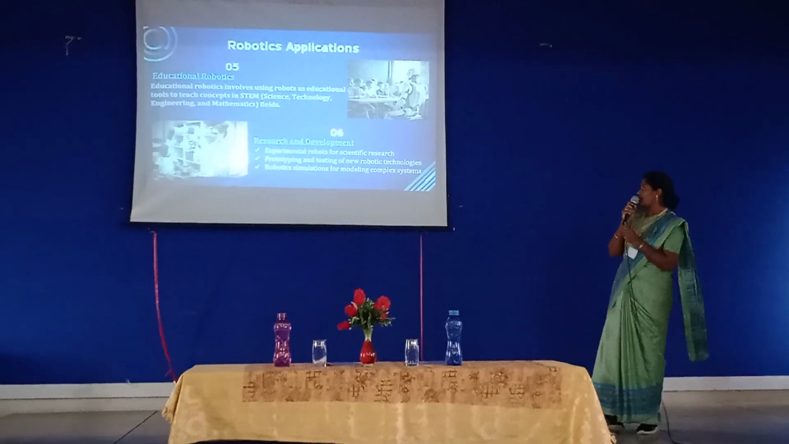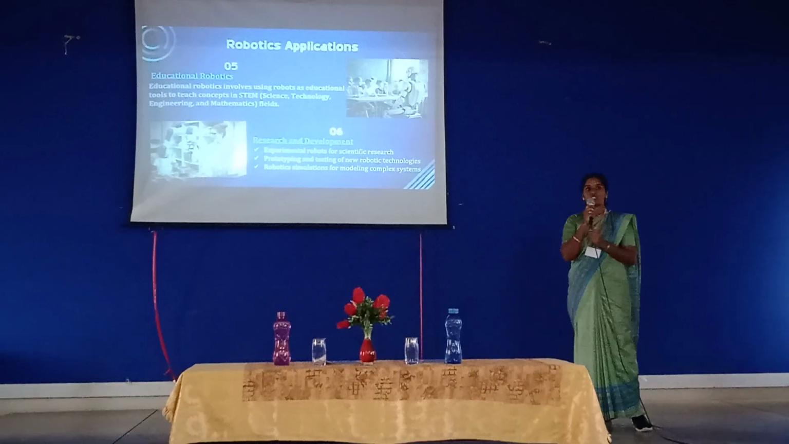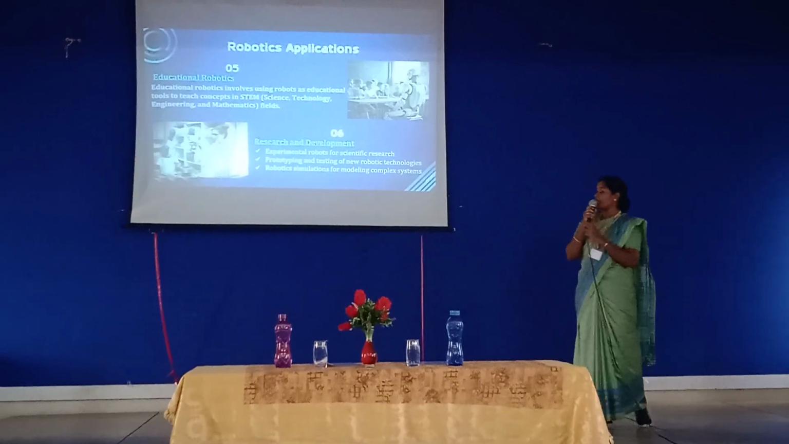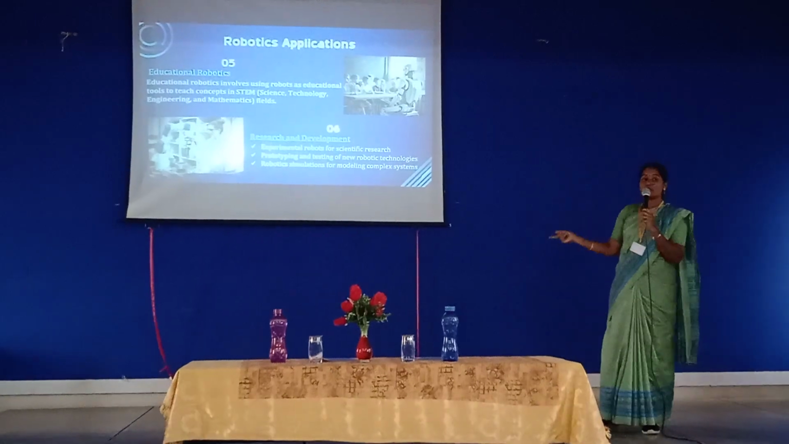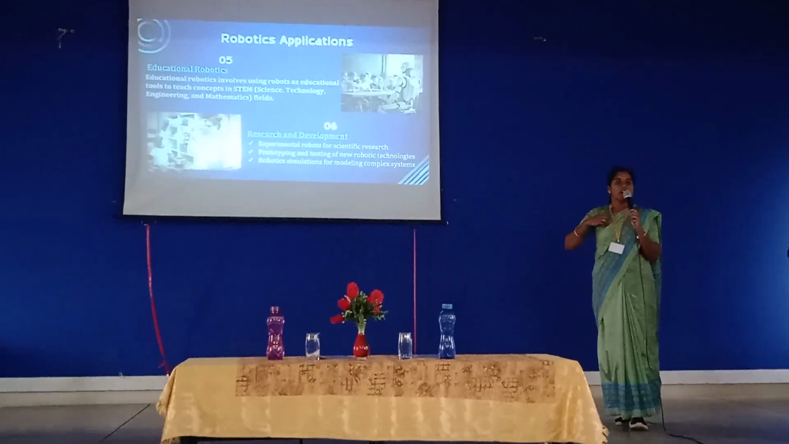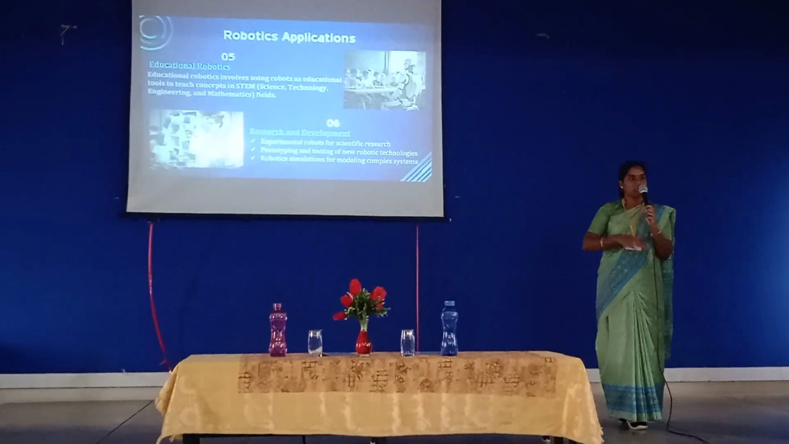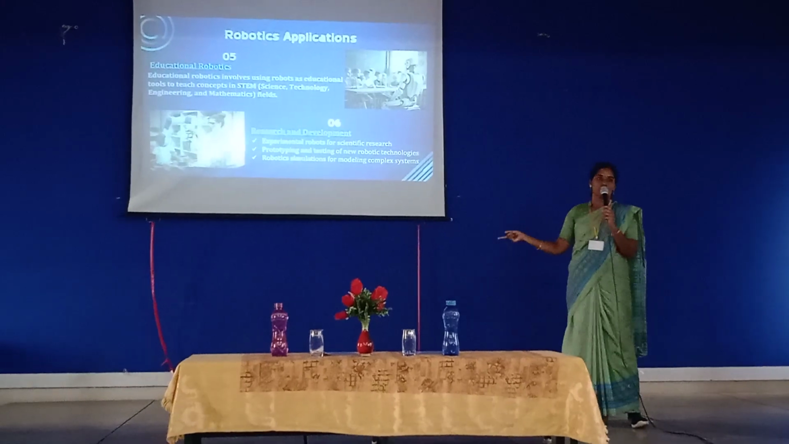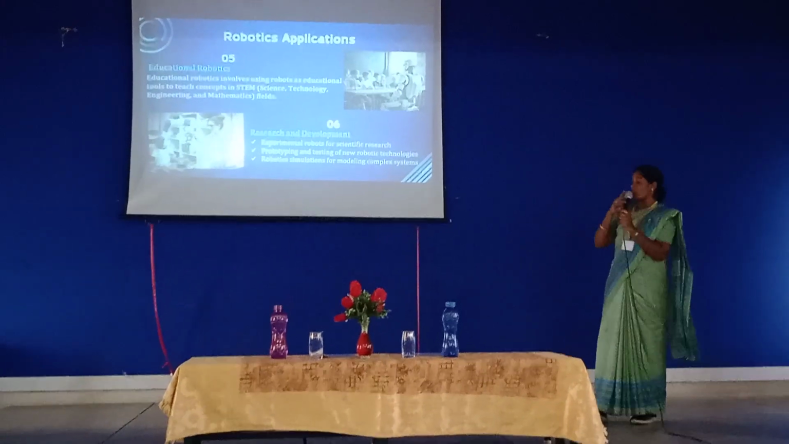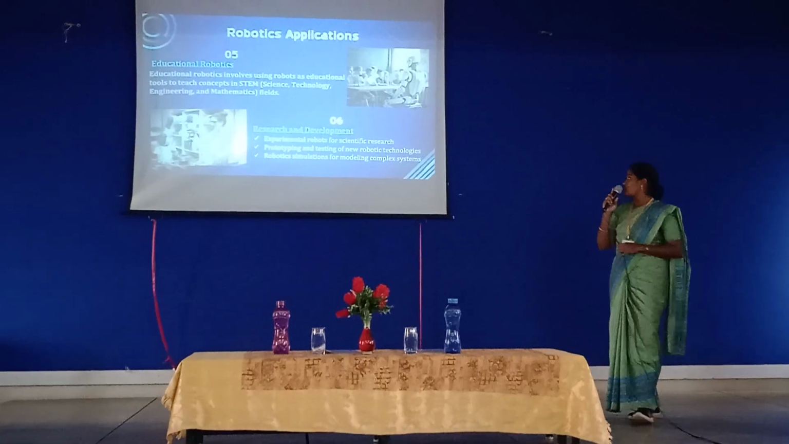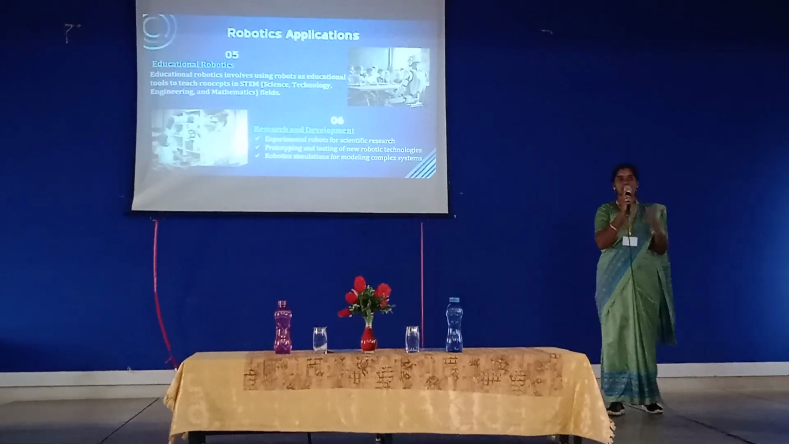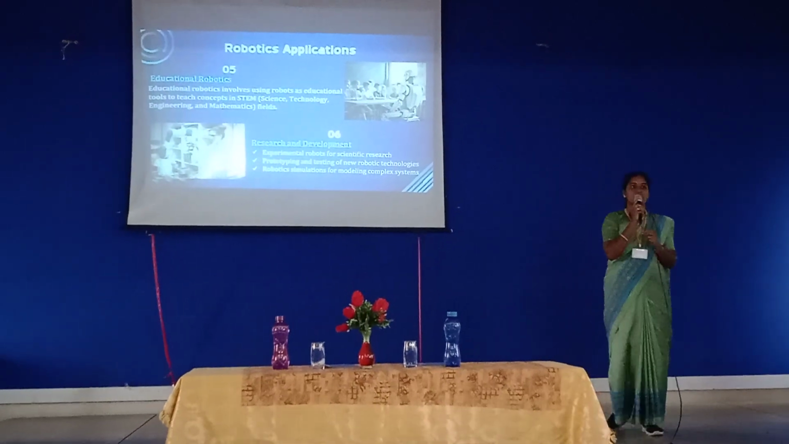Next is R&D. R&D, you know that research and development. Experimental robots have been used for scientific research. Then for prototyping. Prototyping means to introduce some robotic systems at first, they have to do this prototyping. Next thing is robotic simulations. We all know what is simulation. So there will be robotic simulations for modeling the complex systems. These robotic simulations have been used.